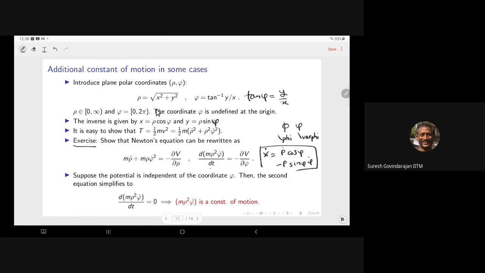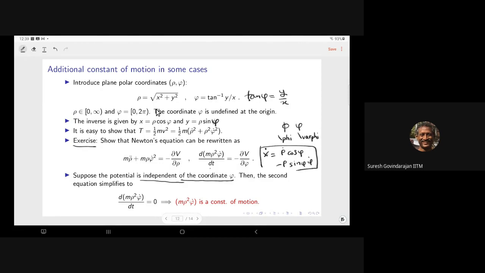Now comes the interesting thing. Suppose the potential is independent of the coordinate phi. Then what does that mean? The partial derivative of V with respect to phi equals 0, and that implies that d by dt of m rho squared phi dot is 0. What does that mean? m rho squared phi dot is a constant of motion.